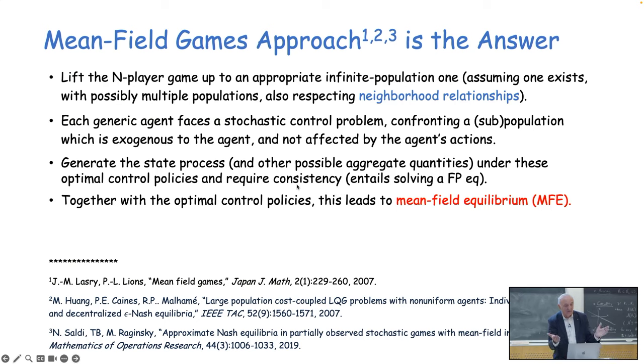So you obtain the solution, and now you come back and substitute that into the state process and other possible aggregate quantities you may have, and then you require some consistency, because the mean field itself is generated by the policies of individual agents who are atomic. And so therefore, you have to have a consistency: the state of one agent has to be equal to the average, and that entails a fixed point equation. From the fixed point equation, you obtain the mean field equilibrium, you obtain the mean field itself, which corresponds to the solution here, as well as the optimum policies of the individual agents, because you know what the mean field equilibrium is in that case.